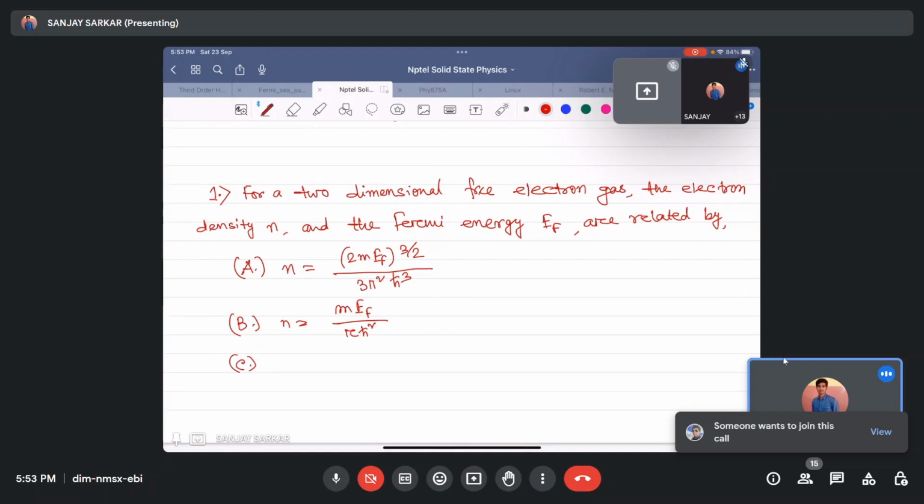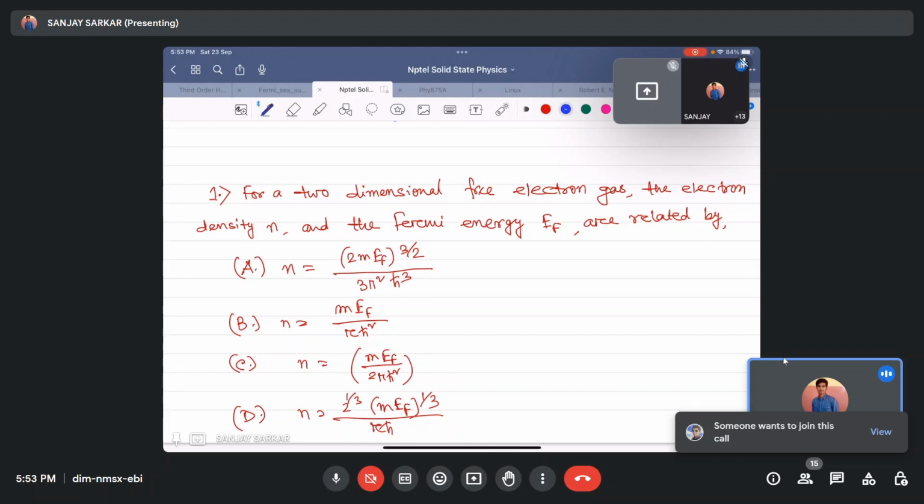Option C is n equal to mEF by 2 pi h bar square, and option D is n equal to 2 to the power 1/3 mEF to the power 1/3 divided by pi h bar. So we need to calculate this one.